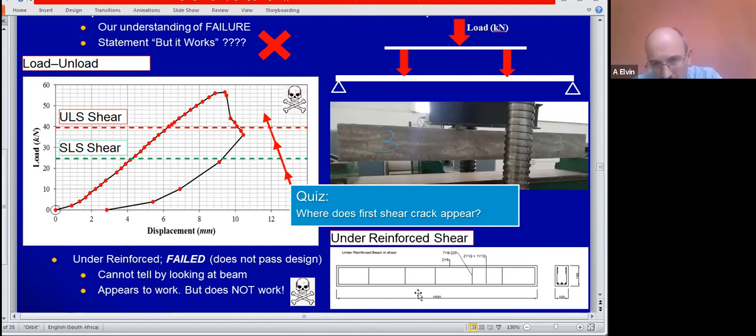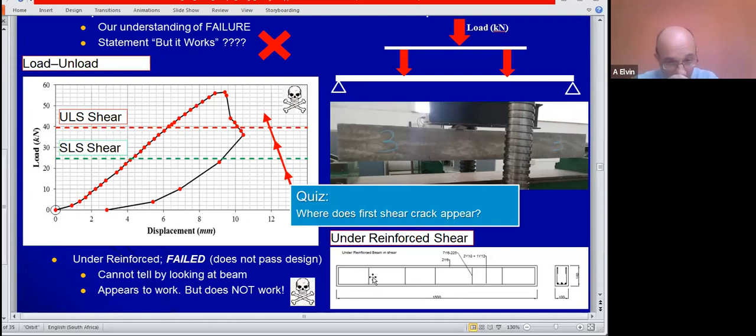So in this case, before it was loaded, you come onto site and they'll tell you, but it works. And I'll tell them, how do you know? The answer in this case is that it has failed at the design stage, at inception. If I were to load this, I would see that this is my force deflection graph.